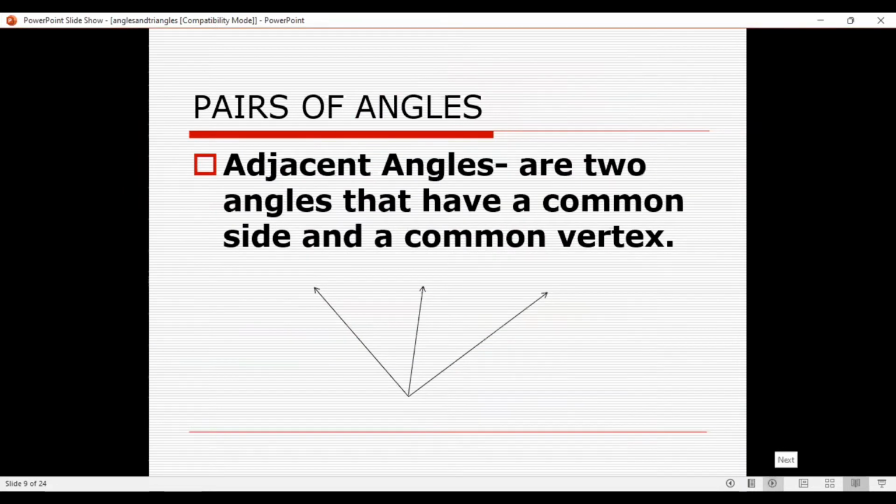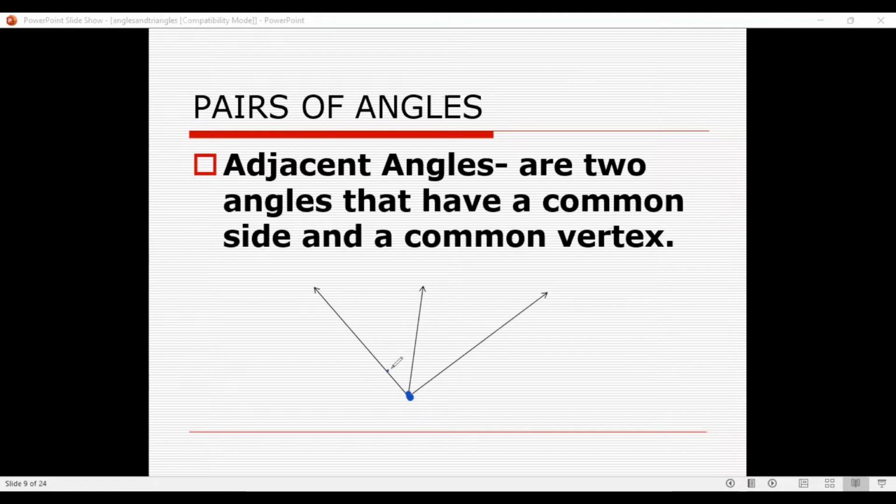This is now the adjacent angle. By definition, it states that adjacent angles are two angles that have a common side and a common vertex. Again, these two conditions must be present for us to consider two angles adjacent. So they should have a common vertex. As you notice, this point that we can see here will be the common vertex for these two angles.